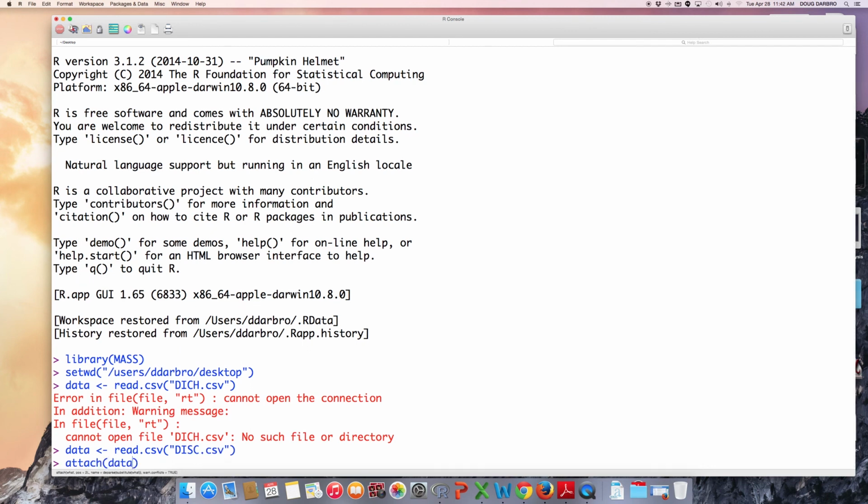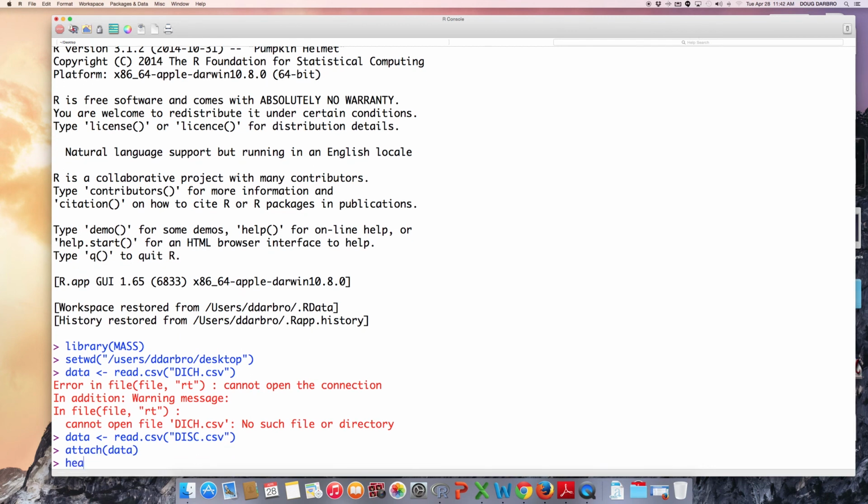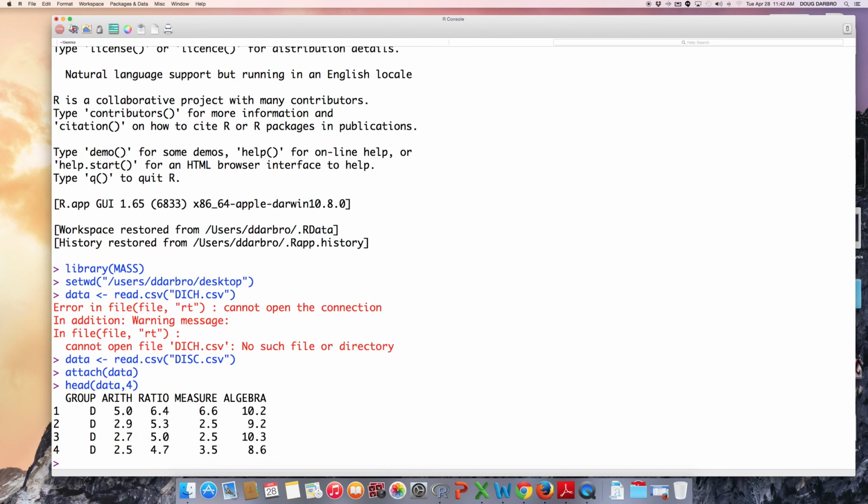And attach our data. And something we can do here, if we want to look at the first 4 rows, we can use head and just tell it we want to use our data set, and the 4 tells us the first 4 rows. So we can see that we have our data that we examined in the spreadsheet.